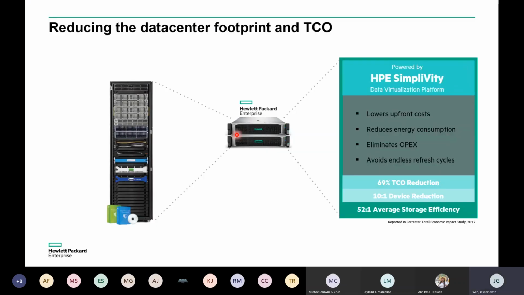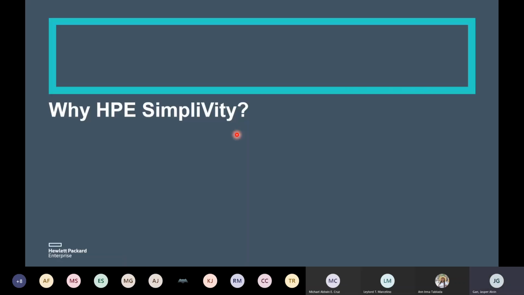So yun. Any questions muna regarding HPE SimpliVity or the slides earlier? So none yet. Okay.